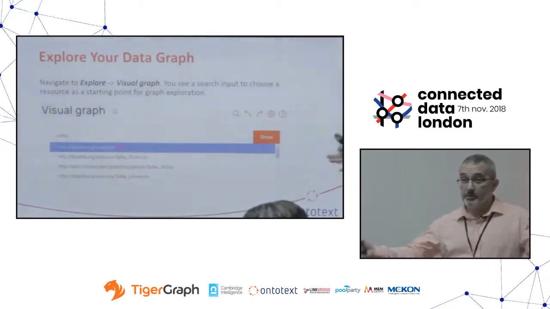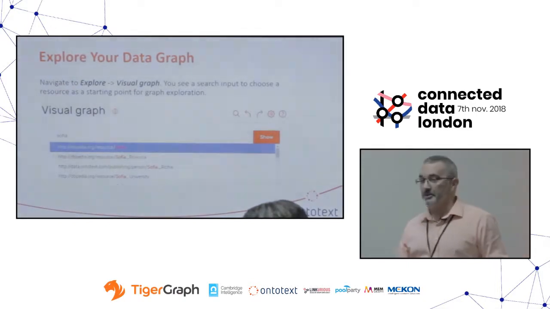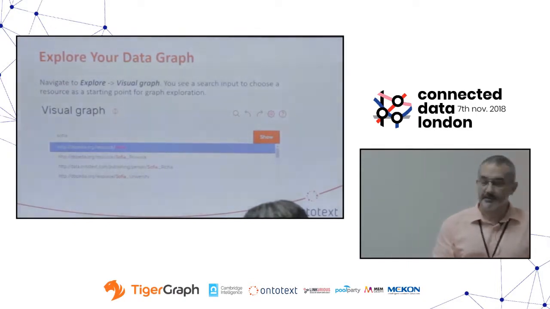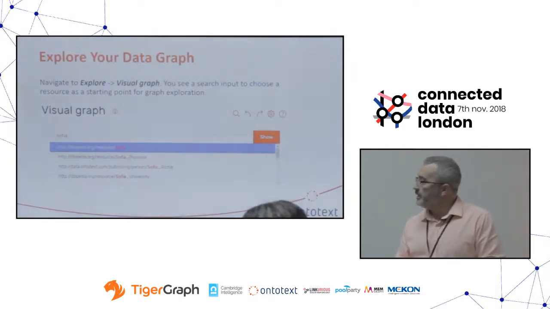Okay, you got your graph. So you ingested it from here and there, you loaded GeoNames, you loaded a few other data sources, you put it in. You should be able to explore it. You'll see a bit of this in the demo.